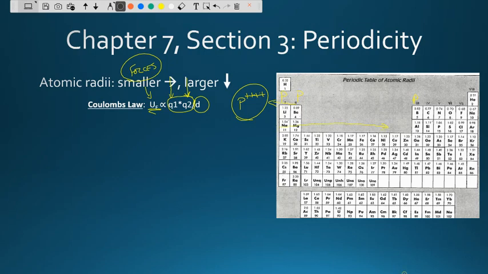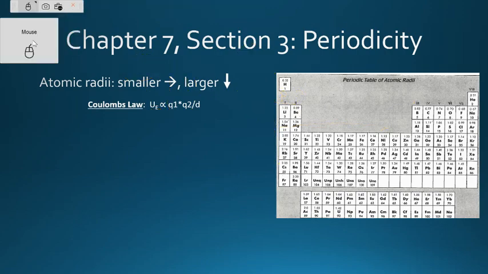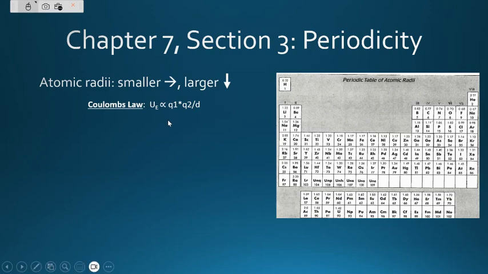Now, using the same concept of Coulomb's law, as we go down, I just said we add an energy level. Visually, that just makes sense. But what's happening? The distance is getting greater. When we divide by a larger number, we end up with a smaller integer, don't we? And so we can answer the question of going down the periods as well. It's going to be a larger atom because the force pulling those electrons is less and less as we go. Think about it in terms of forces.